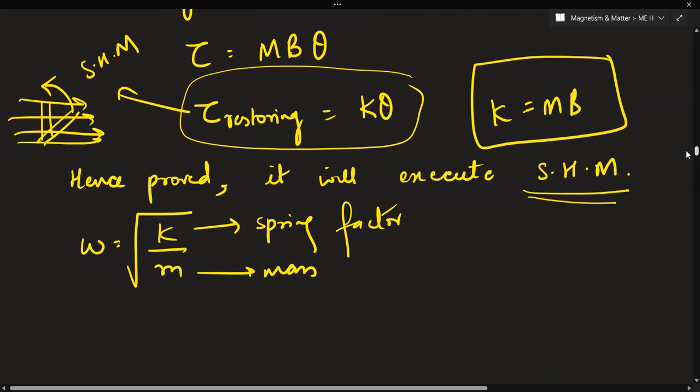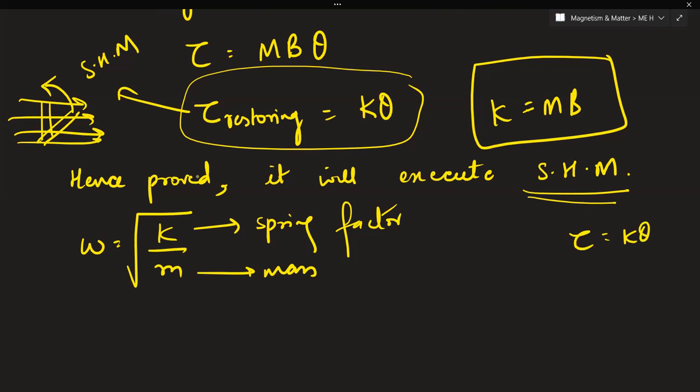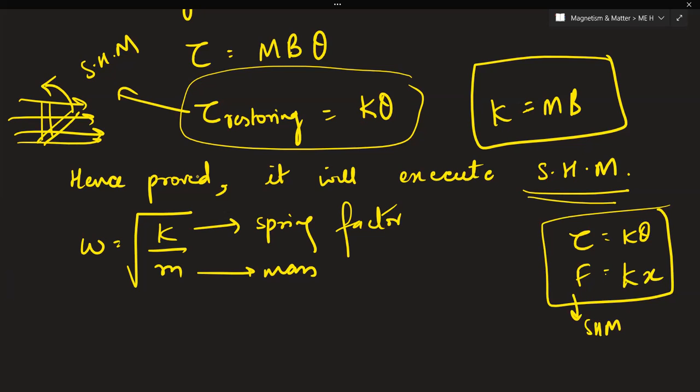And if any rotating system is able to satisfy tau is equal to K theta, and any linear system is able to satisfy F is equal to KX, then we say those have satisfied the condition of SHM. Here also the condition of SHM has been specified. So if you compare these two equations, you can see torque is here. Theta, theta, what is left? This MB is ultimately the constant K. Now is it clear? How did we receive K is equal to MB?